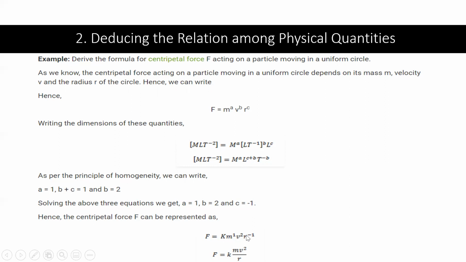And you know that R raised to minus 1 means divided by R. So F is equal to K mv square by R. K can be any constant. So we have deduced the expression for centripetal force using dimensional analysis.